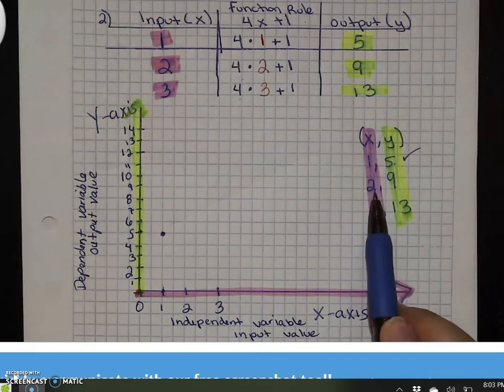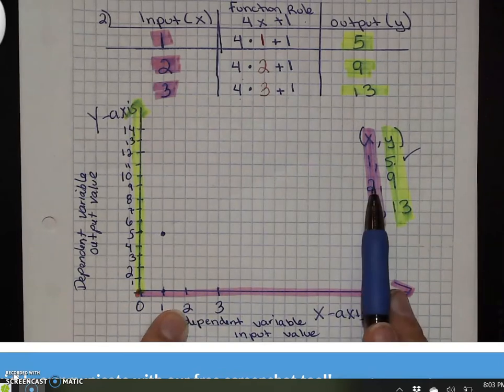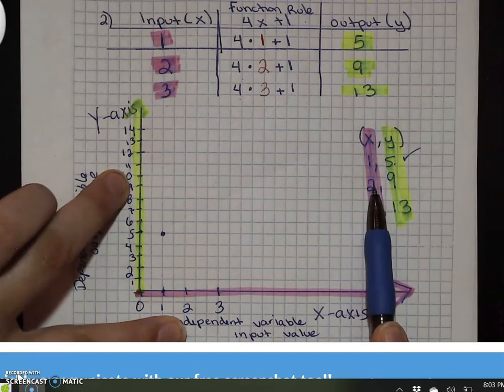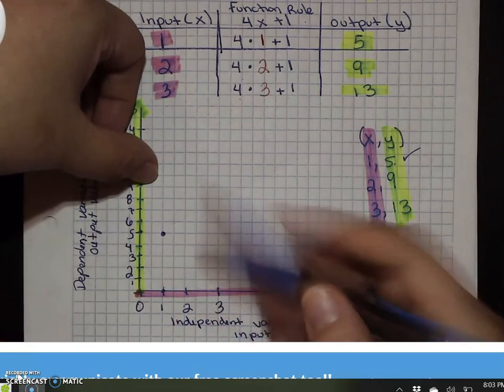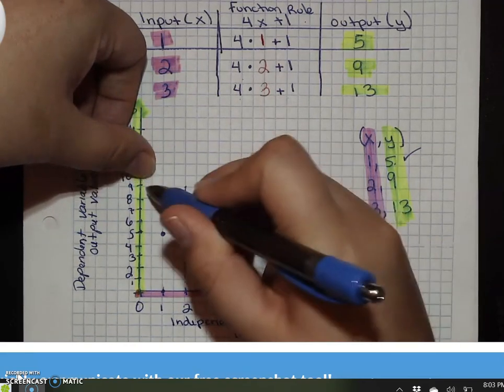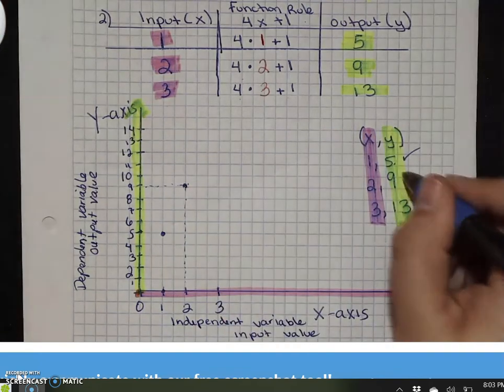Next one I need 2, 9. So I have 2 on the pink area, which is my x-axis. I have 9 on the yellow area. Where do they meet? I keep on going. You could even make dots if you want. Get your highlighter, however you want. Oh, they meet right here. Okay, so I have that one.